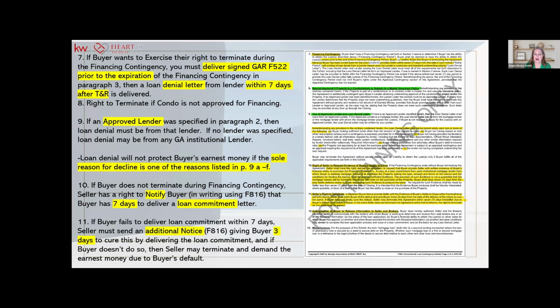as a reason to exercise the buyer's rights under the financing contingency, and buyer doesn't have sufficient funds to close. Well, that means they're cash to close. They're getting the 95% financing of the sales price.